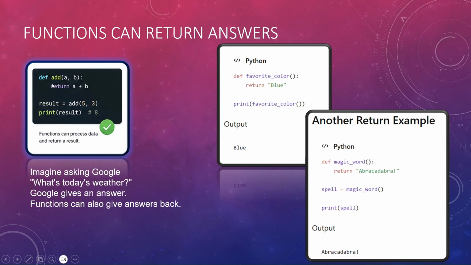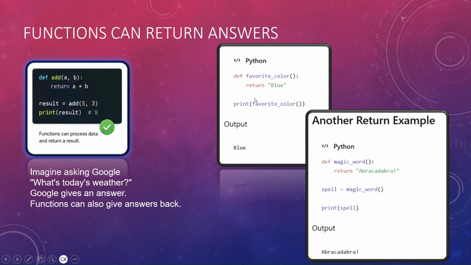Whenever you call add 5 comma 3, what will it return? It will return 5 plus 3, which is 8, and the result will be assigned to a variable and then printed. So this is actually returning a value here. So this is how we say functions can return answers. Okay, here are two more examples.